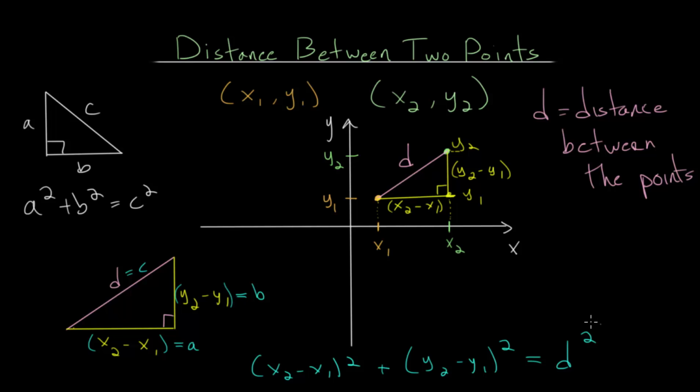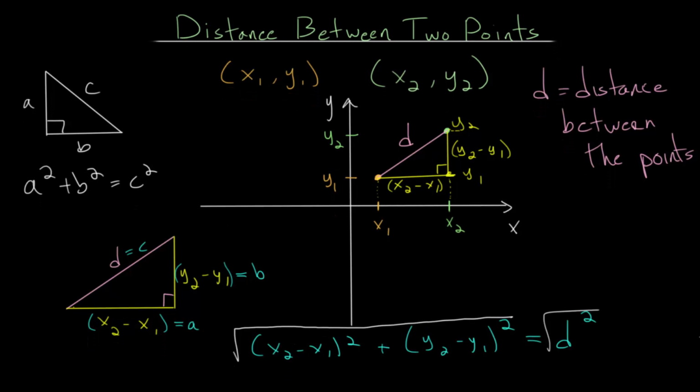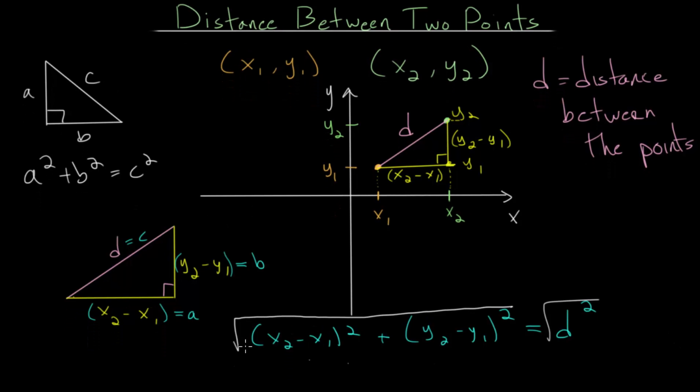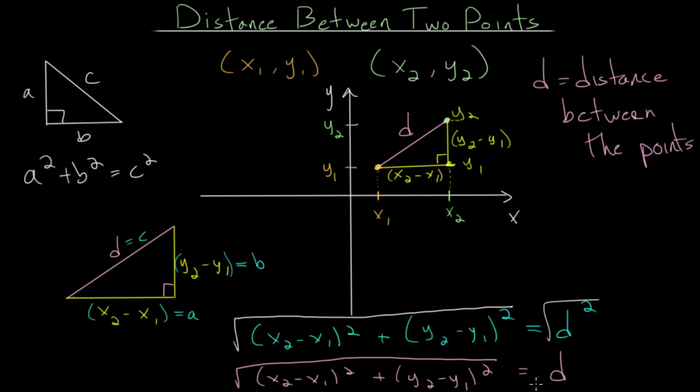So remember, to cancel out a square, we want to take a square root of everything. And we have to take a square root of the entire left-hand side here. So when those cancel out, let me just make a little bit more room. We get the final version of the formula where D is simply the square root of the difference between the x values squared plus the difference between the y values squared.